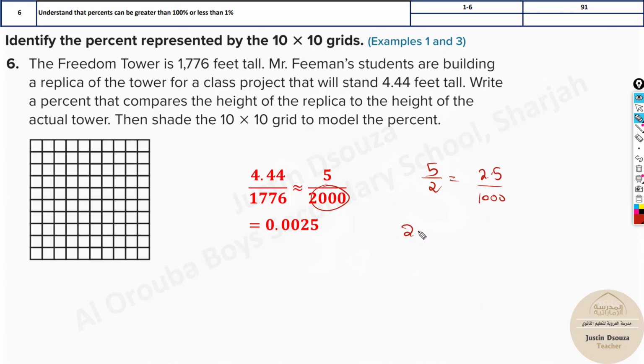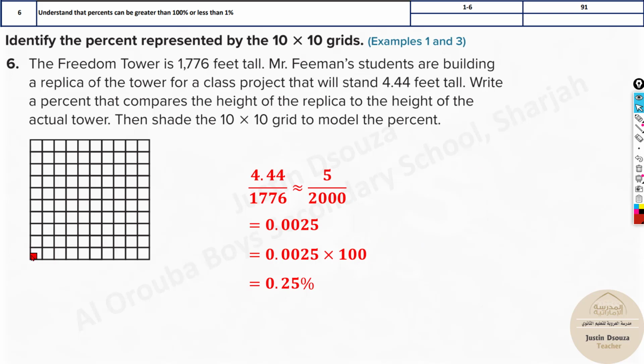Or what you can do is write 2.5 and take this decimal point 3 places to the left side. 1, 2, 3. So the decimal point comes over here. You will have 2 zeros and this thing: 0.0025. That is the actual answer in decimal terms. Now when we write it as a percentage, we need to multiply by 100, so it is 0.25%.